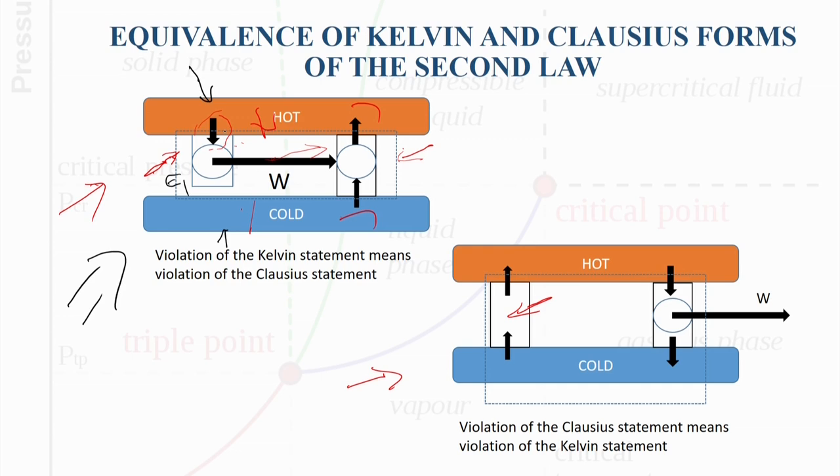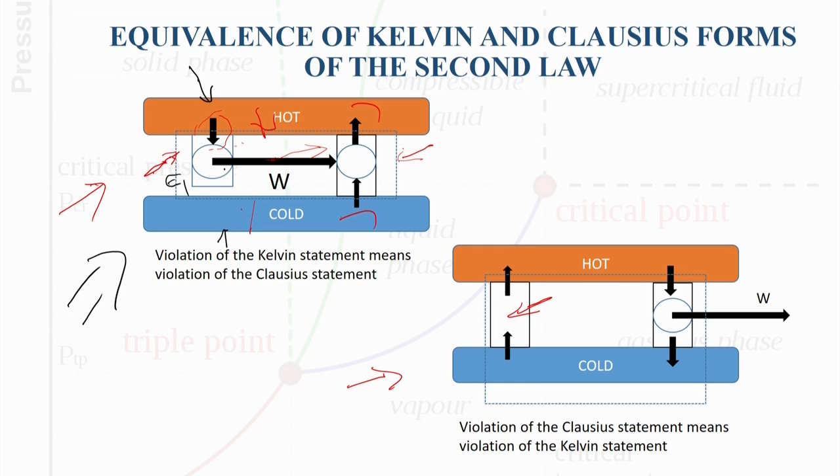What I want to convince you of is that violation of the second law of thermodynamics according to Kelvin means violation of the Clausius statement. So, if you violate the Kelvin statement, you also end up violating the Clausius statement. In the next example, I will show you that, conversely, violating the Clausius statement is also the same as violating the Kelvin statement. So, now let us focus on proving the first idea, that violating the Kelvin statement is the same as violating the Clausius statement.